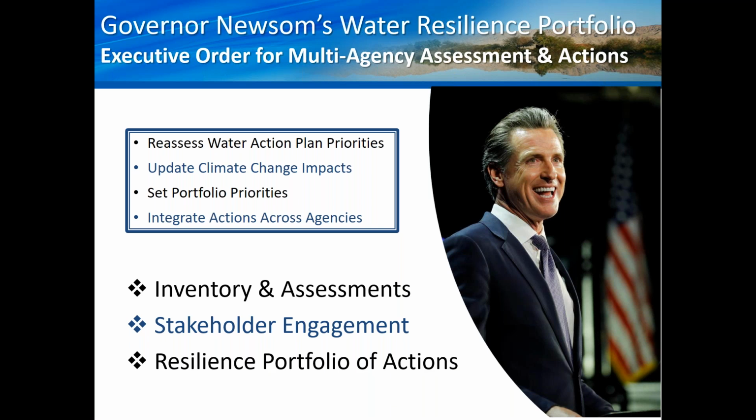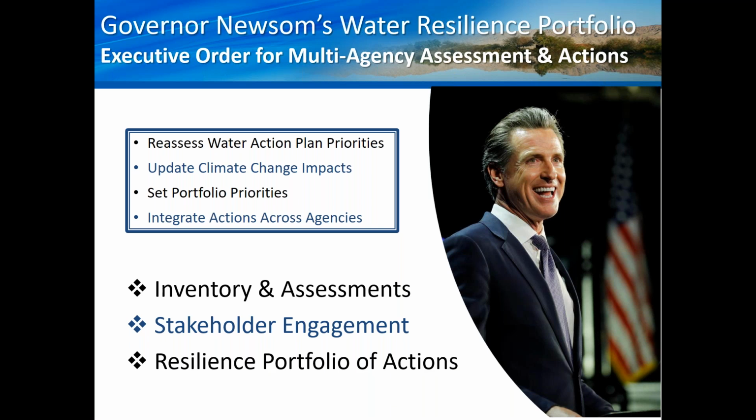Now, this portfolio has three main components, and you can see that on the bottom of the screen here: an inventory and assessment. And that's basically asking all of those agencies to go out and look across all of our programs, policies, and current investments, and do an inventory of those, and then also do an assessment of where our gaps are. What do we need to be doing to look forward into the future to make sure that we as California are set up to be resilient?